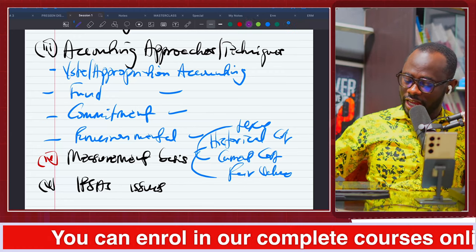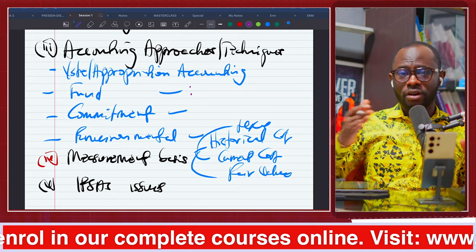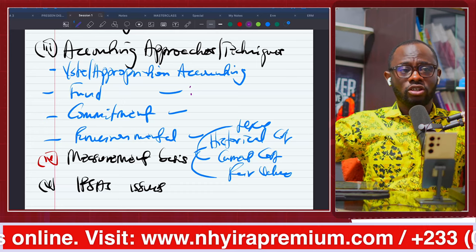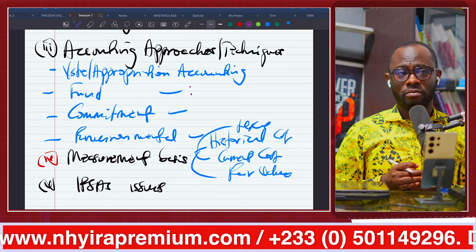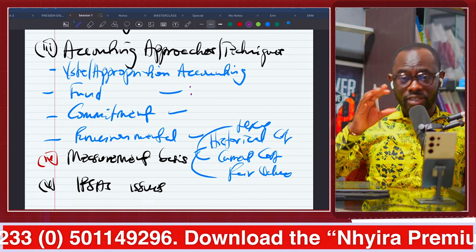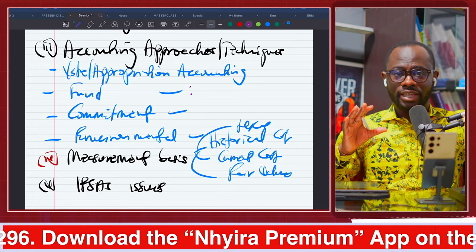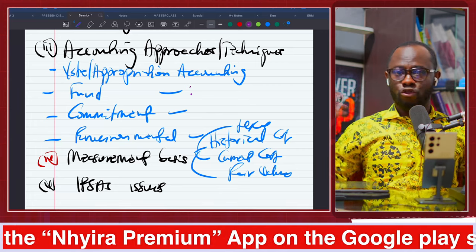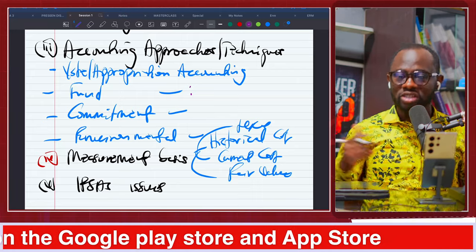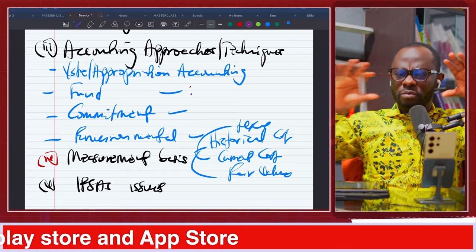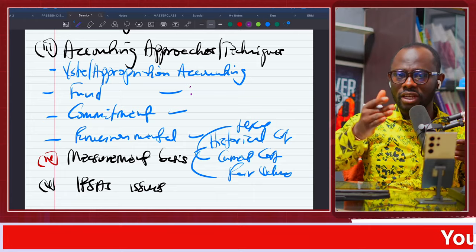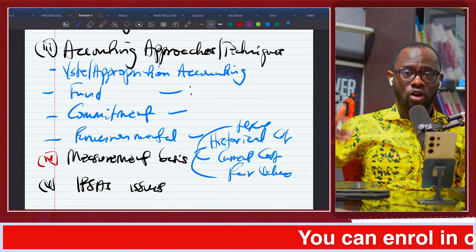Fund accounting, on the other hand, is where we prepare separate books of account to identify the assets and liabilities on each of the funds of the government. We have a lot of funds, so we will have a separate financial statement for the sinking fund, the road fund, the contingency fund, the e-levy fund, the Ghana Education Trust Fund, all of the funds. So we prepare separate books of account for them so that at the end of the day, we know the assets, liabilities, and the balances outstanding on each of the funds.